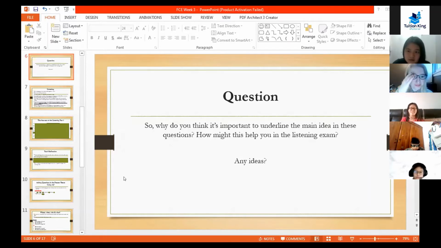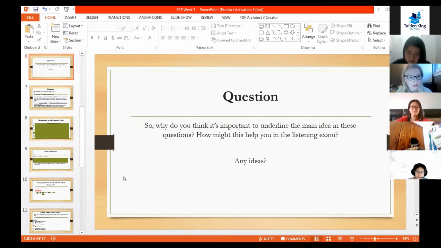I think it's important to underline the main idea in the questions because we can see the keywords more clearly and directly when we answer the questions. Good. So you're saying that they can point you in the right direction, so they can help you to anticipate the answer. Good, exactly. Wonderful.